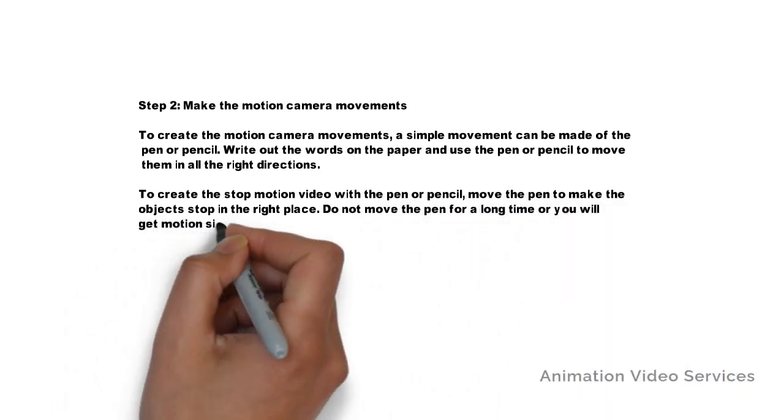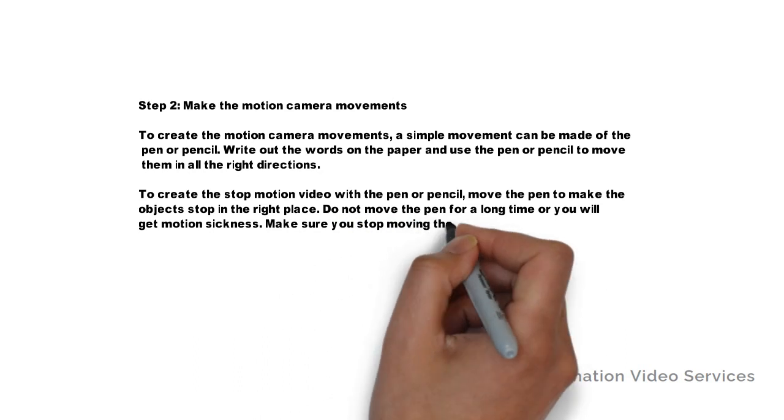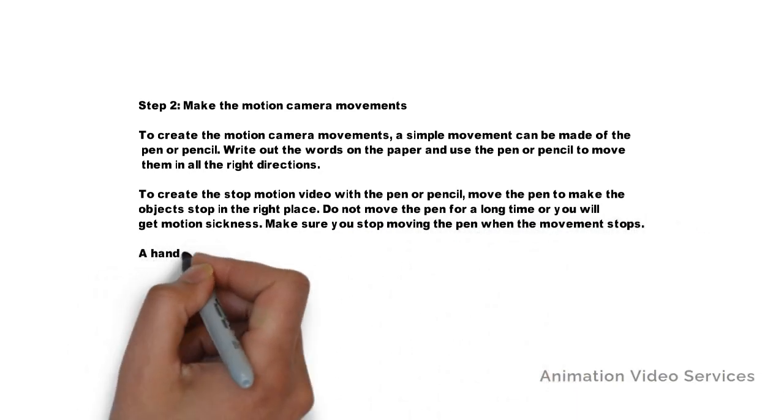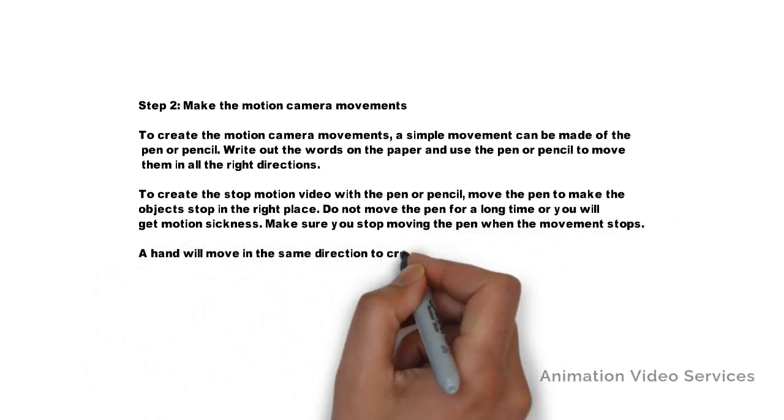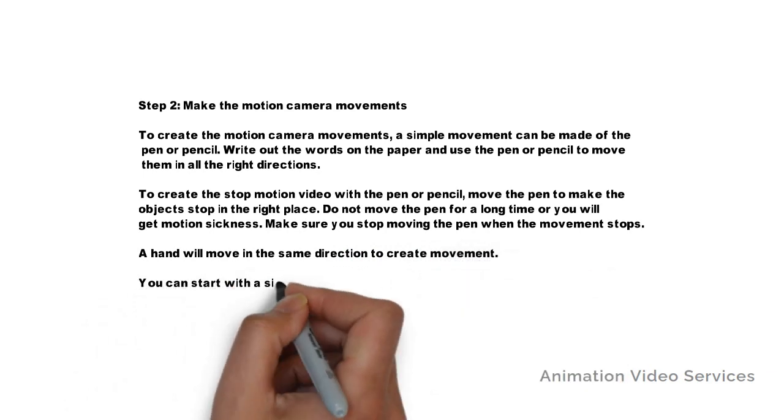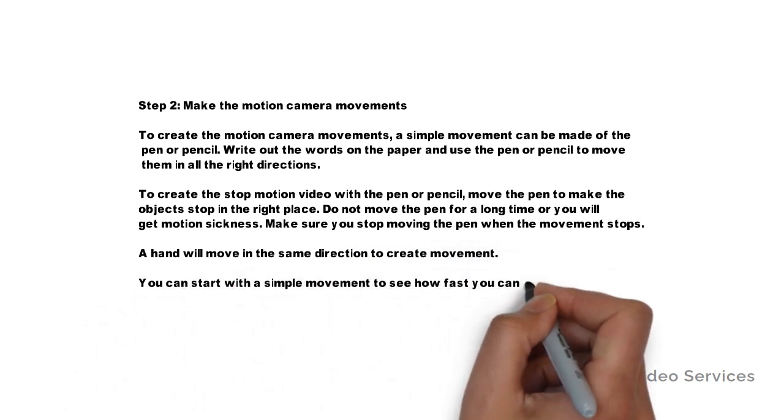To create the stop-motion video with a pen or pencil, move the pen to make the object stop in the right place. Do not move the pen for a long time or you will get motion sickness. Make sure you stop moving the pen when the movement stops. A hand will move in the same direction to create movement.